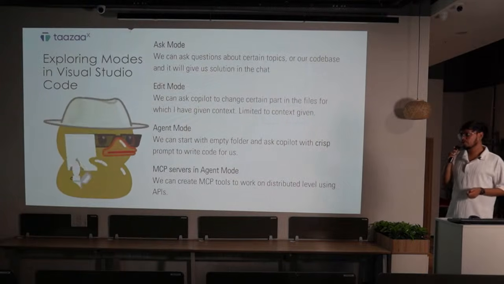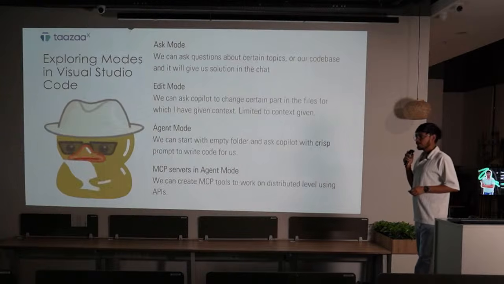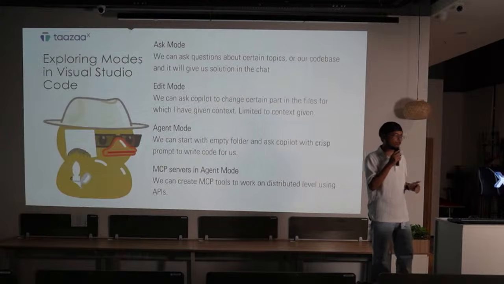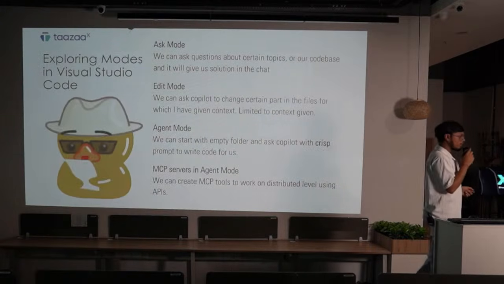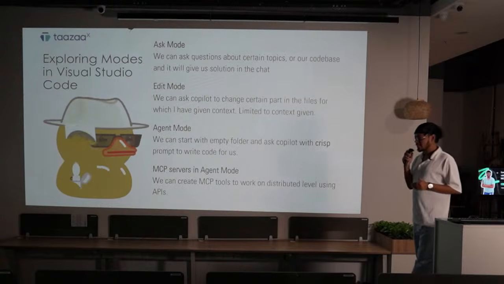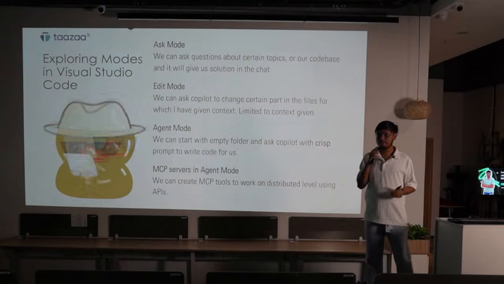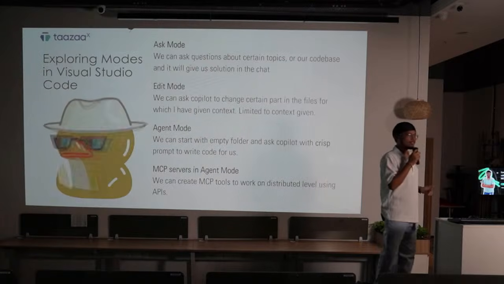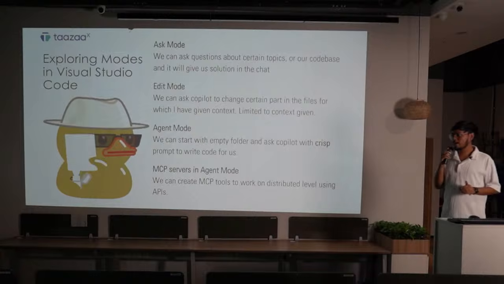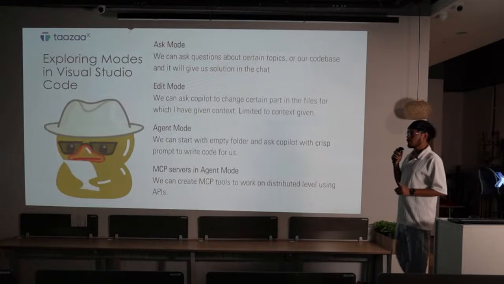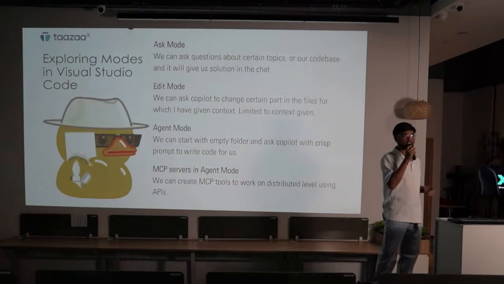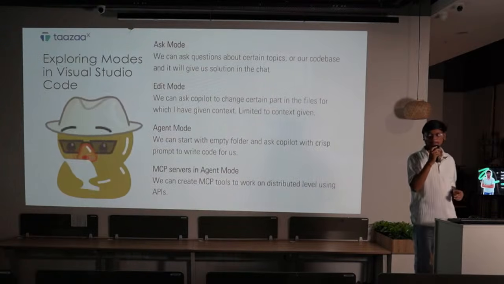In the edit mode, we can ask Copilot to change a certain part of the file. Suppose my function is not working, or I have to make some changes in the existing code base in a single file, so I can use edit mode to do that work, and it will work according to the context that we have provided.